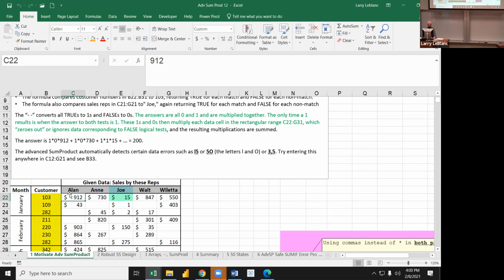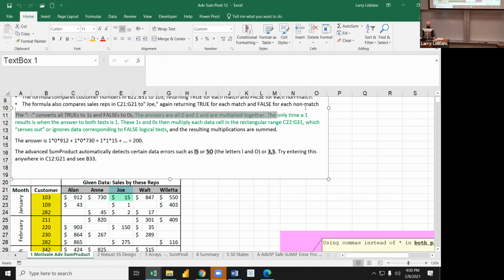912, is that Joe to 103? No, it's not. It is customer 103, it's not Joe. So 912 is multiplied by 1 times 0, and therefore ignored. 1 times 0 is 0. 730 is multiplied by 1 times 0. So 730 is multiplied by 0. 15 is multiplied by 1. We do keep the 15. Basically, every number in the rectangular range will be multiplied by 0 if it's not relevant, and multiplied by 1 if it is relevant.